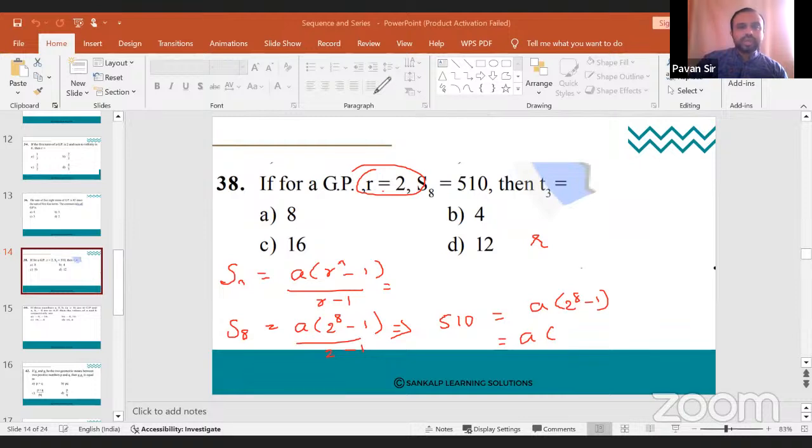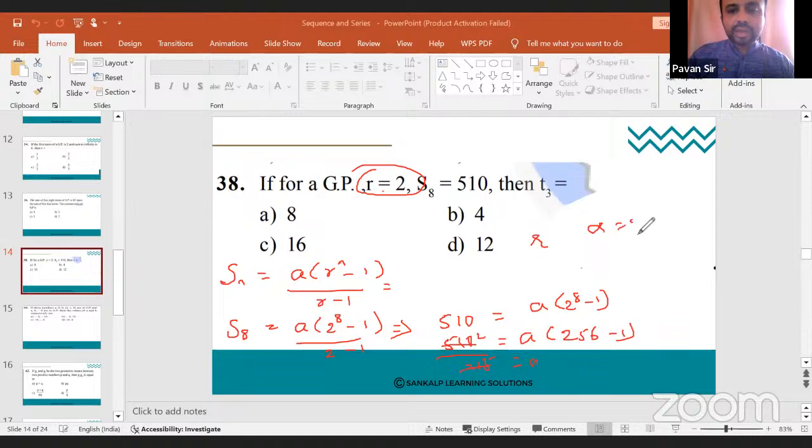So what is the A value we got? Yes, our answer is absolutely right. It is nothing but 2 raised to 8, which is 256, minus 1, that is 255. So it is 510 by 255, that is A. So A is 2.